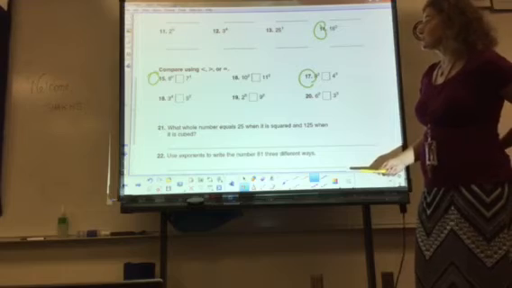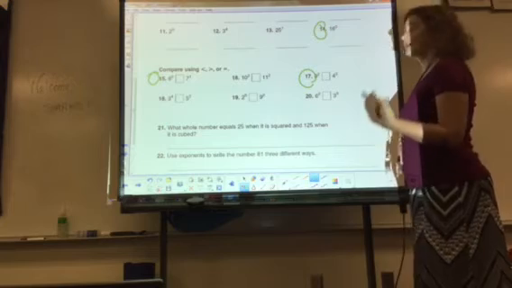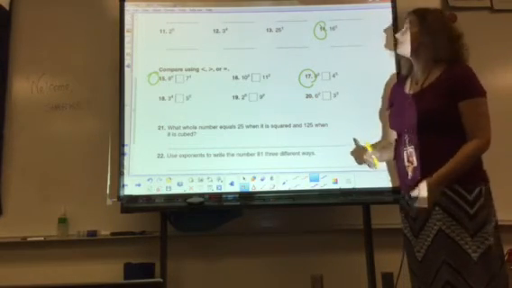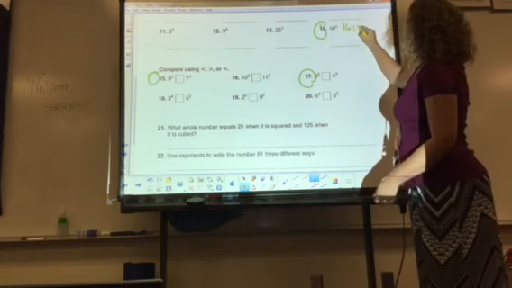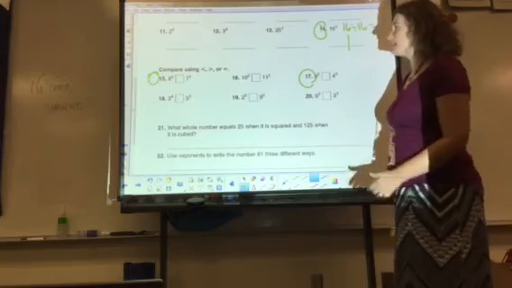So number 14, this says 16 to the 0 power. Remember, that does not equal 0. You can't follow the pattern ever and get 0. That means 16 divided by 16, which is 1. Anything to the 0 power is 1.